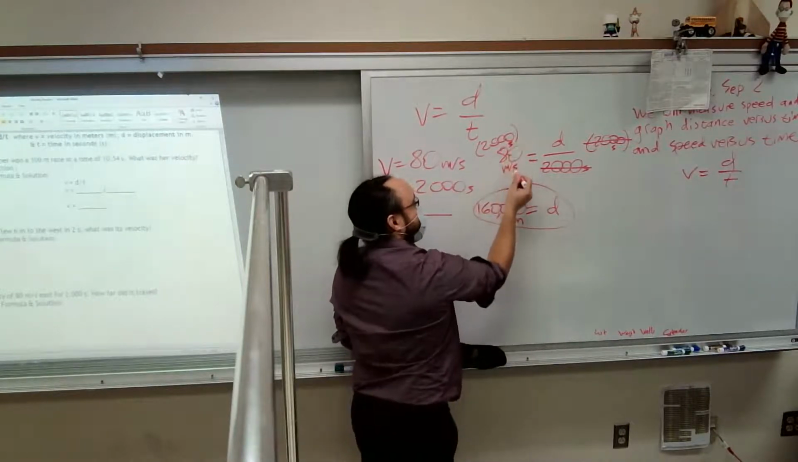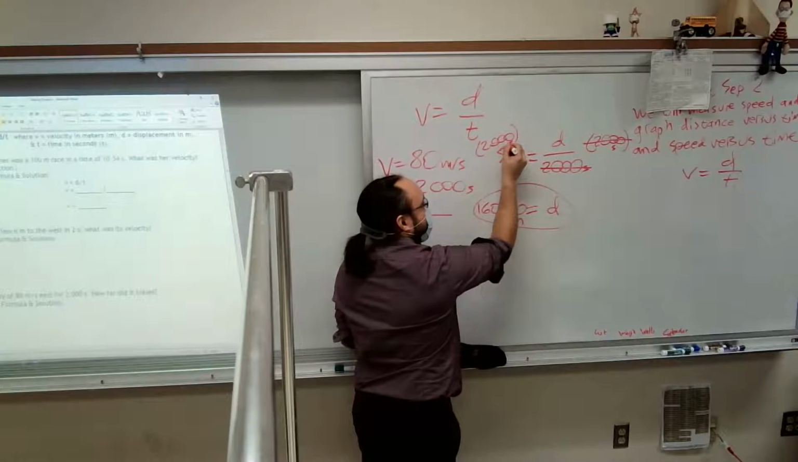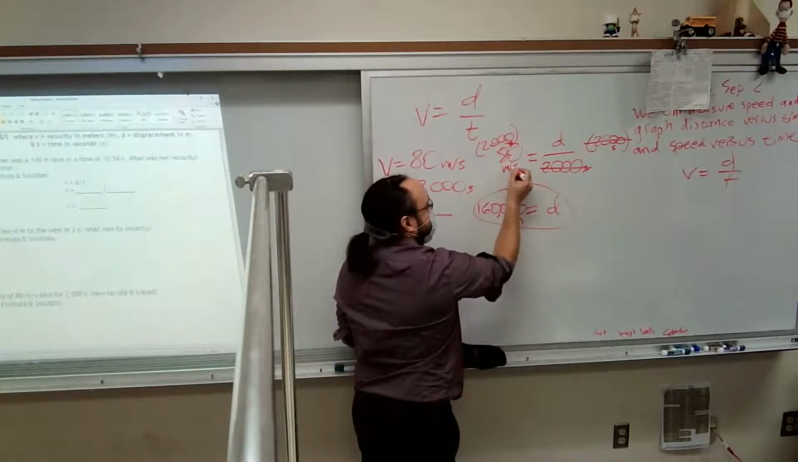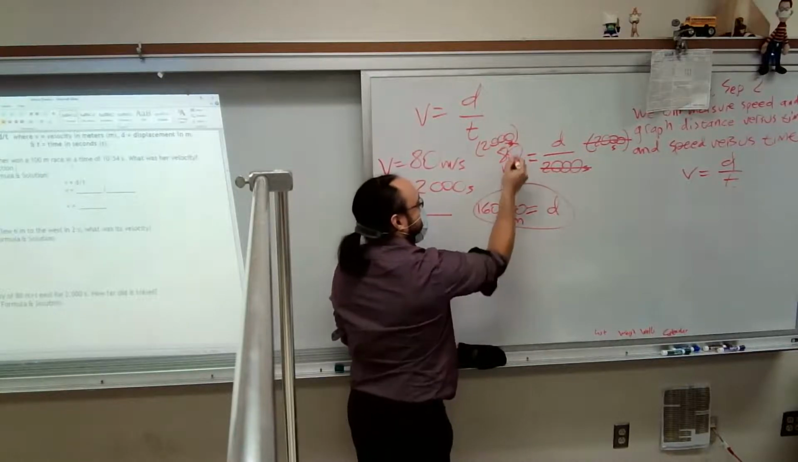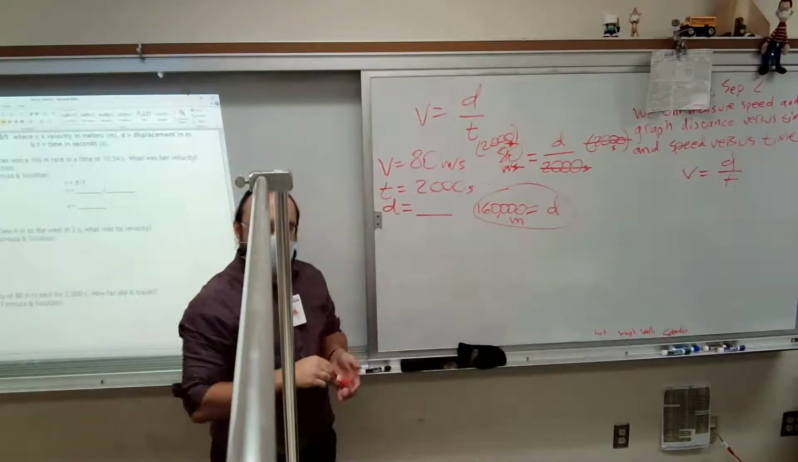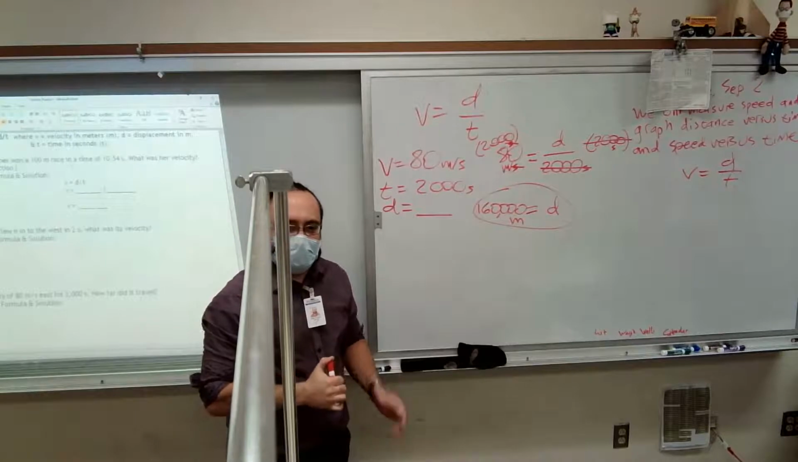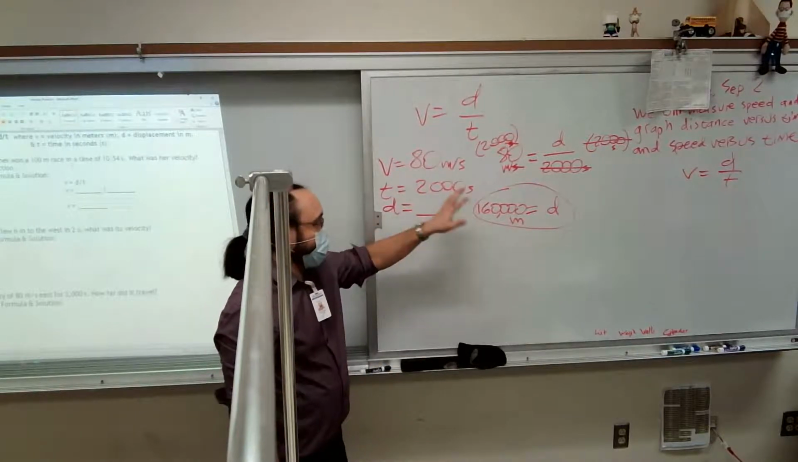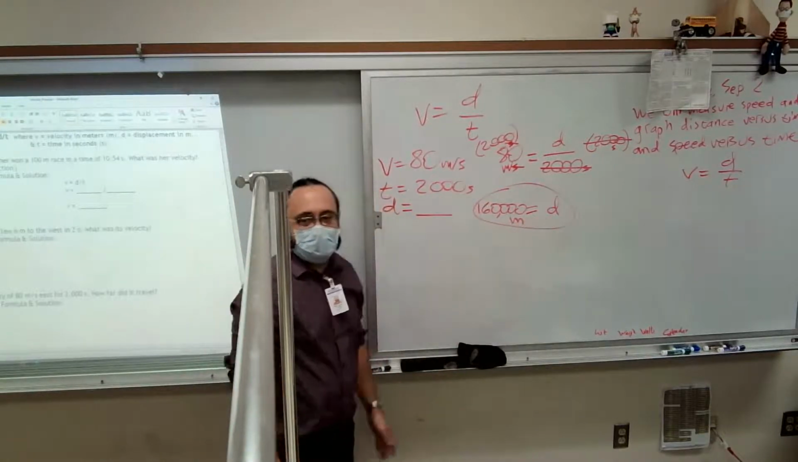And another cool trick is this is 2,000 seconds up here. So that's seconds. This is per second. So this seconds is on top, and this seconds is on bottom. So we're left with just meters, and that's why we get meters there. It's another way for you to check your work to make sure you did it right. And if your units cancel and give you the right unit for what you're solving for, then you know you did it right.